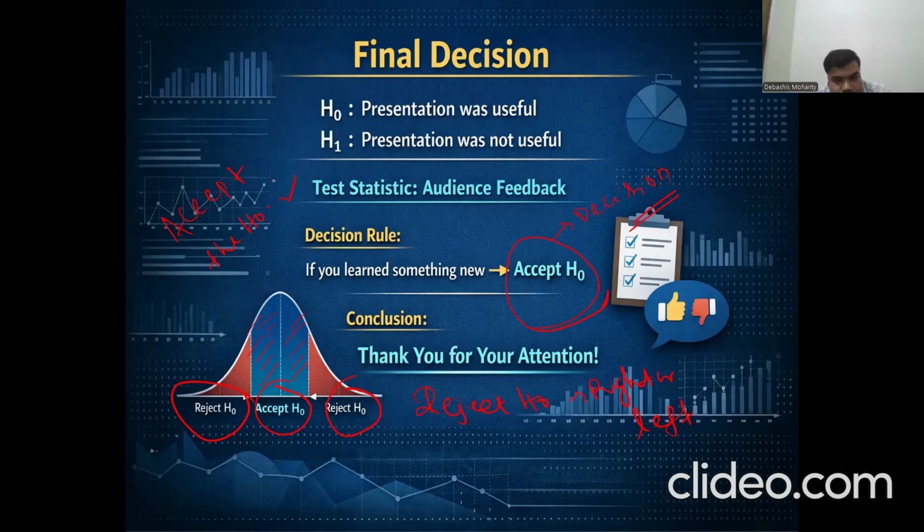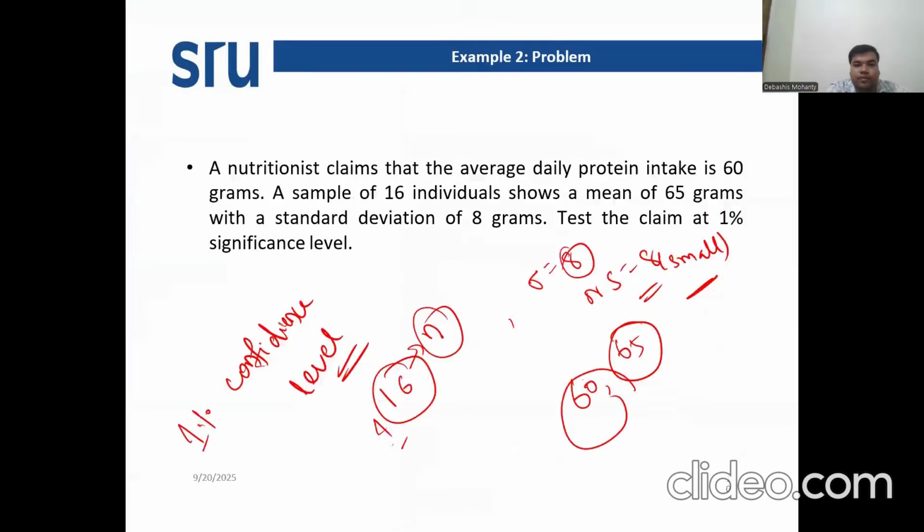Okay. So students, this is the basic fundamentals, means how we are going to test the hypothesis and how we are getting these values. Okay. So this is all about the t-test of the single mean. So again, I am discussing a few points from the starting.